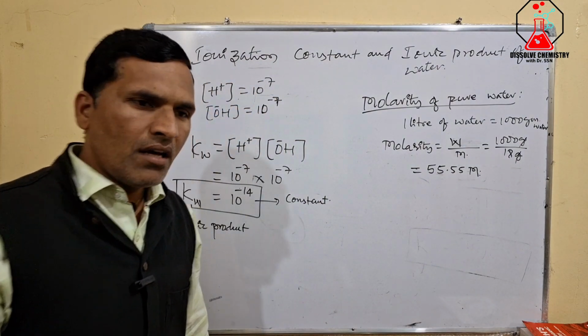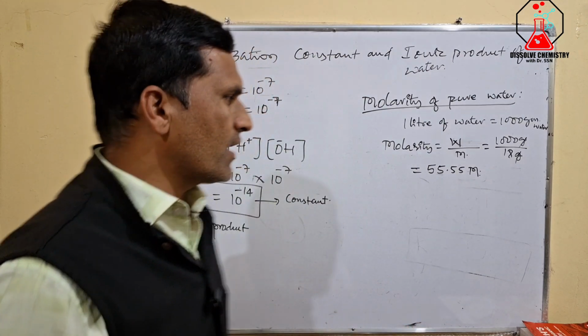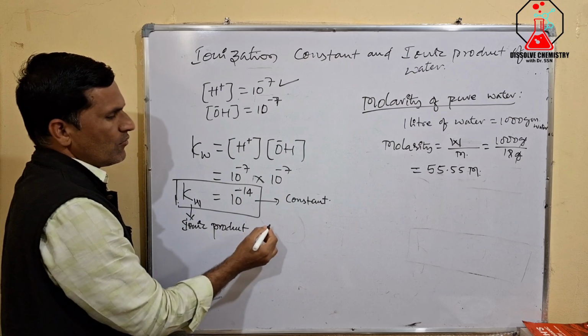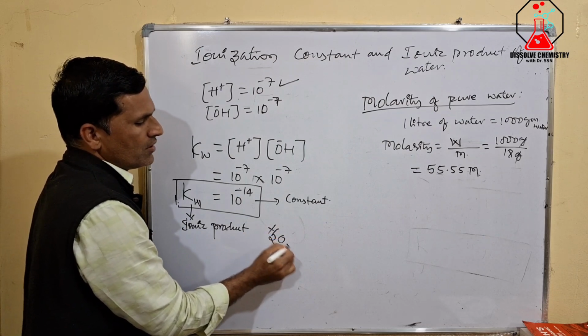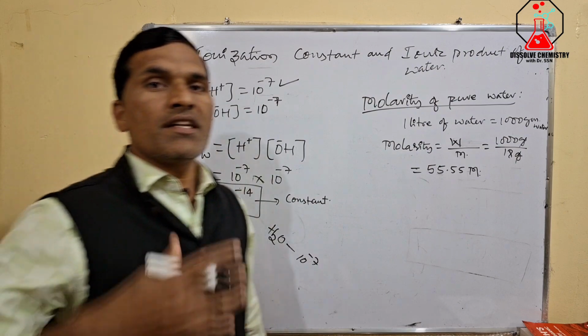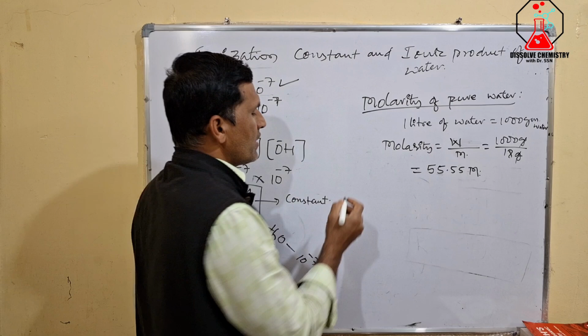55.55 molar. Now, when you have 1 liter of water, how much is in dissociated form? 10 to the power minus 7 molecules of water are going to dissociate. So now, what is the degree of dissociation if you want to calculate it? How will you get it?